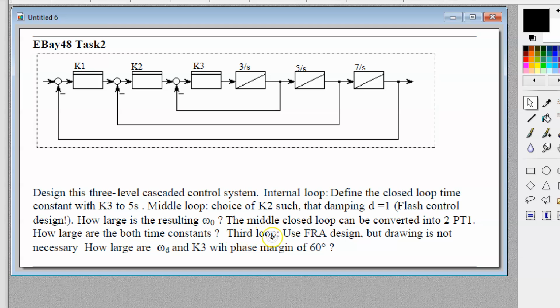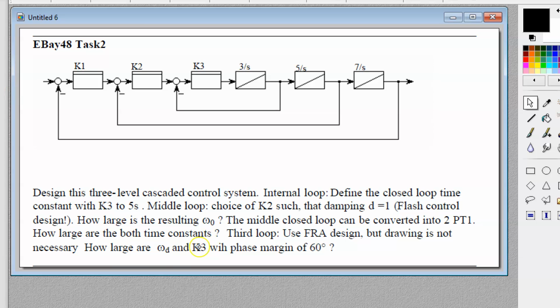And then the design message is, we have a P controller that has only one parameter, the gain, and with one parameter we can only design a loop with one property, and the property here is to use FRA design, but drawing is not necessary. We don't need to draw a Bode plot. How large are omega d, and this is an error here of course, this should be K1. How large are omega d and K1 if the phase margin is 60 degrees.